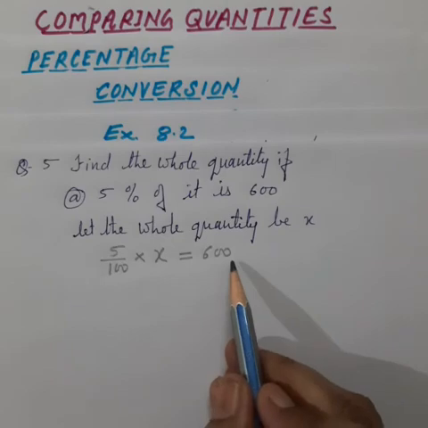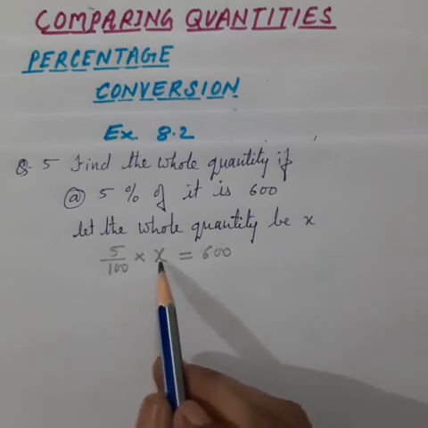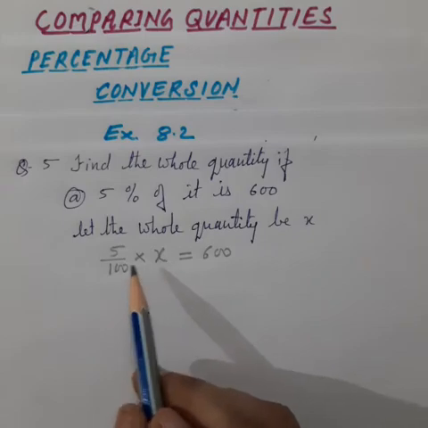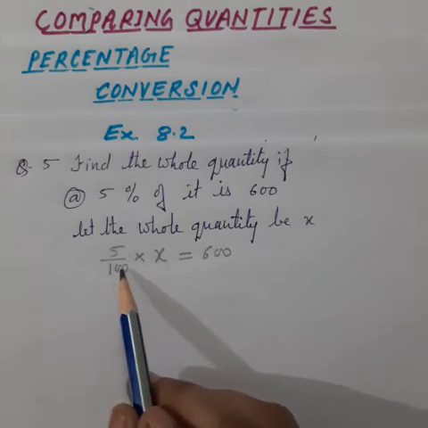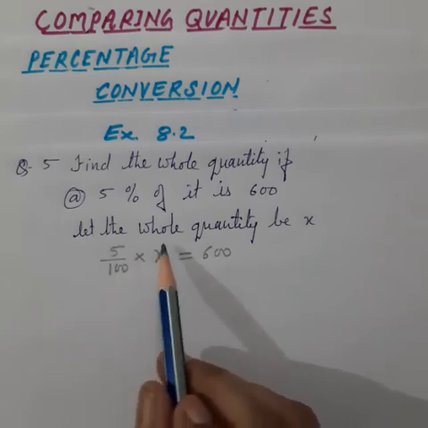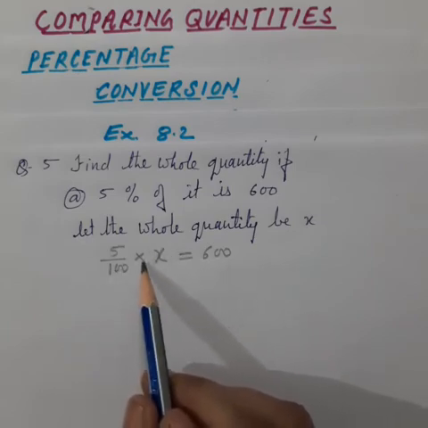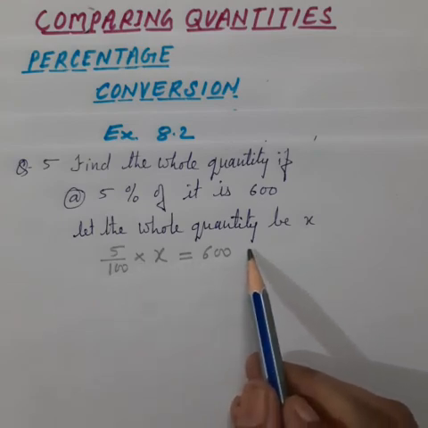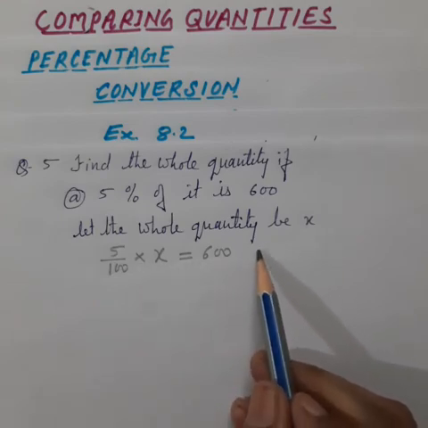Now this is the equation. We have to solve this equation. We want only the variable on the left hand side. We don't want this 5 and 100 in the denominator. First remove this 100 from the denominator. You can multiply both sides by 100. So 100 will be cancelled on the left hand side and 100 will come in the numerator on the other side.